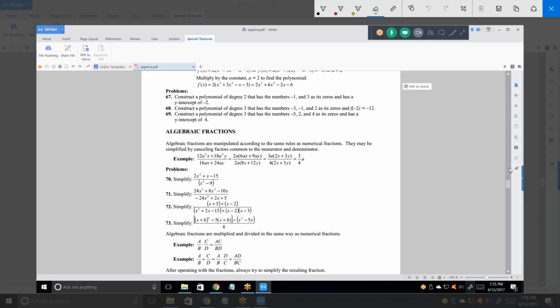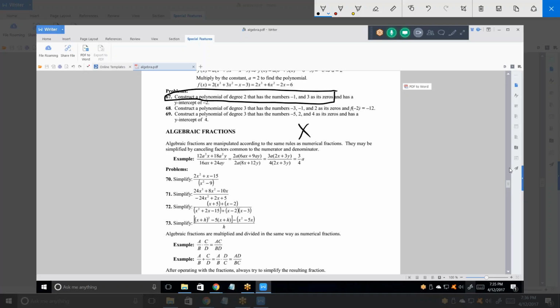Okay? So I need a polynomial of degree 2 that has the numbers -1 and 3 as zeros. Let's stop right there and solve that. In other words, give me a second degree polynomial, which is a quadratic, that has the zeros -1 and 3. Therefore, what are its two factors? Just remember, the factor is always x minus the zeros.